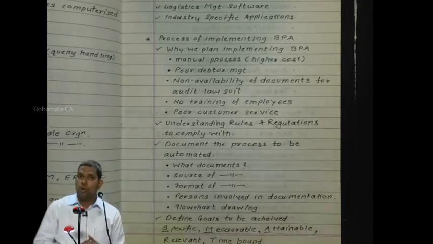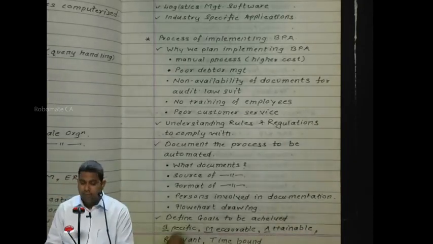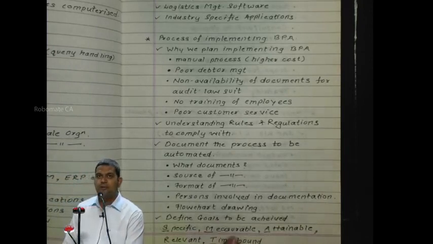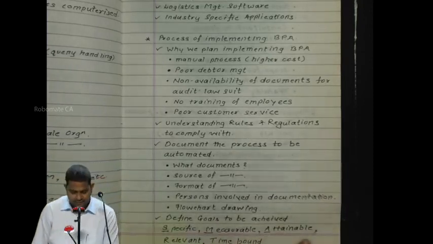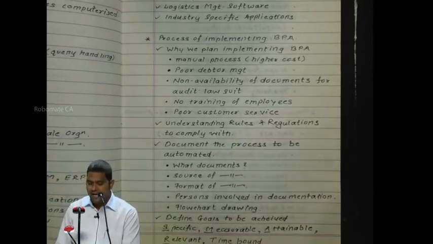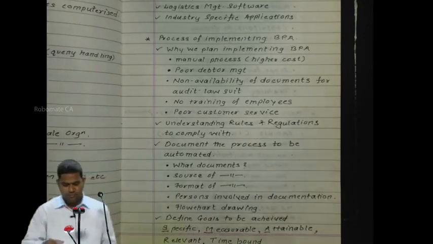So your goals should be SMART. It should be specific. It should be measurable, attainable, relevant, time bound, and superb.